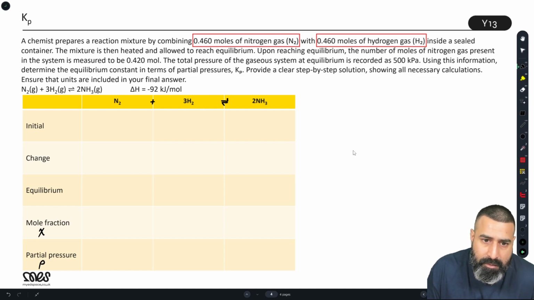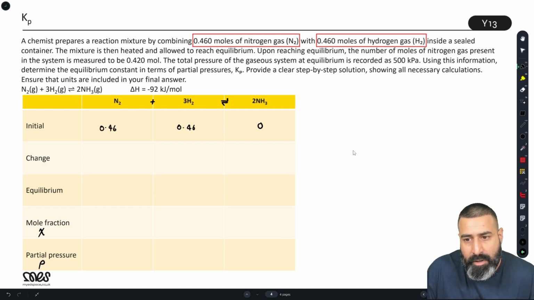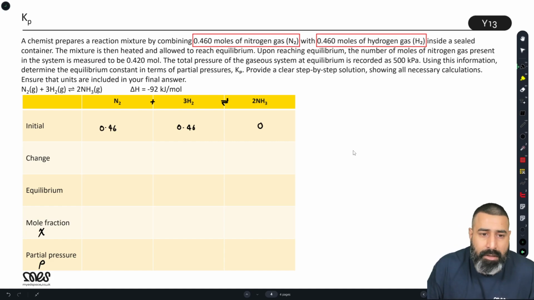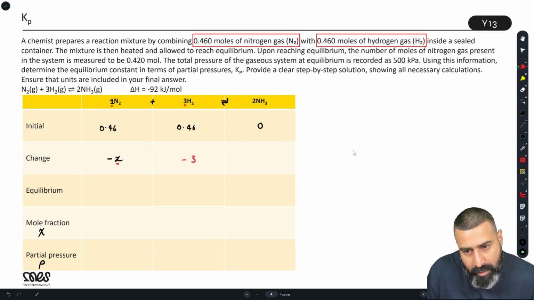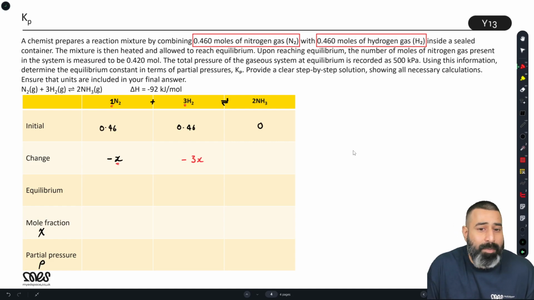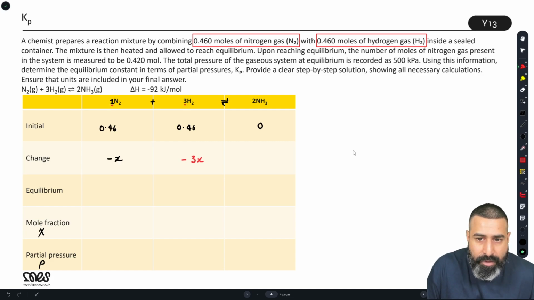So it's 0.46 and 0.46. I've got 0 moles of NH3 produced initially, okay, because it hasn't started yet. And then I look at the change, and this is all to do with the stoichiometry. That's all we're doing. We're looking at the stoichiometry. So if X moles of this react, because there is an imaginary 1 here, look at the ratio in which these guys react. It's 1 to 3. So if X moles of this reacts, that means 3 lots of X are going to react with respect to the H2. Okay, well, how many moles of NH3 are going to be produced?